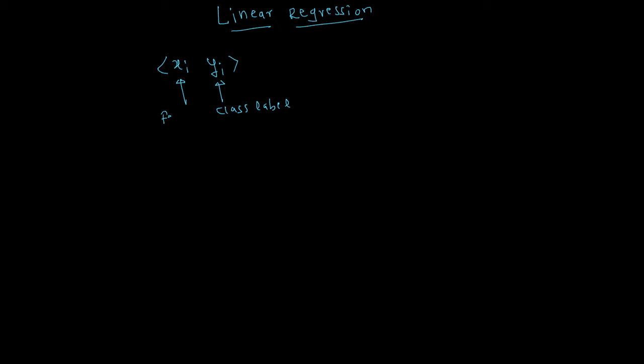These xi's are the features of a data point. For this xi, this yi is the class label in case of classification. For example, this yi can be a positive class or a negative class, or it can be class 0 or class 1. So for a binary classification problem, yi can be either 0 or 1, or positive or negative. In case of regression, this yi is a real number.